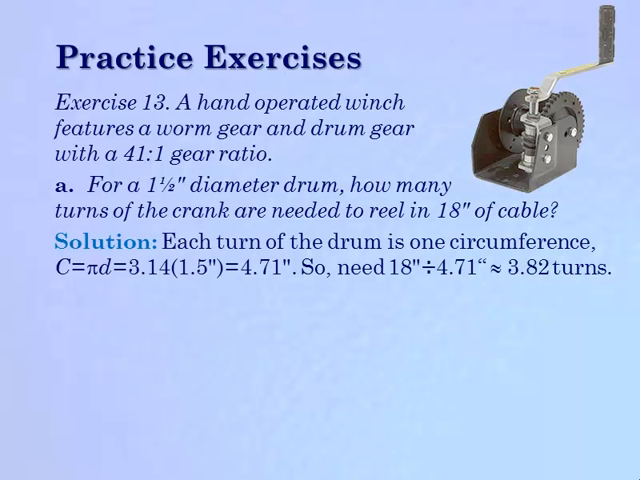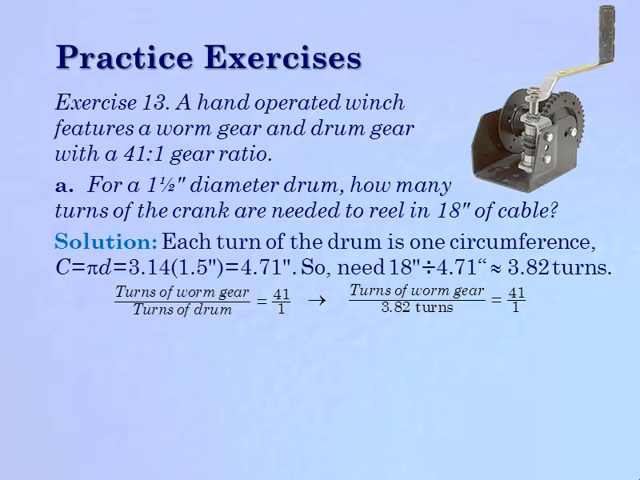So how many do we need? So we divide both of those numbers together. 18 divided by 4.71 per turn, and we end up with 3.82 turns of the drum. So now, how many turns of the crank are needed, which is the question. So not how many turns of the drum. So how many turns of the worm gear, and the ratio of turns of the drum we're given is 41 to 1. So we can set up that proportion and then substitute in our known value of 3.82 turns, which is the number of turns of our drum.